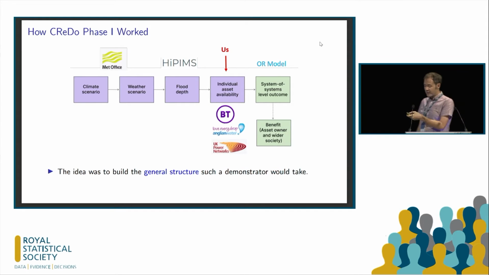The type of extreme event that we decided to focus on was flooding, so I'm going to be talking about flooding for the rest of this talk, but in the second year of Credo, we're now thinking about extreme heat, which is another concern for these infrastructure networks.